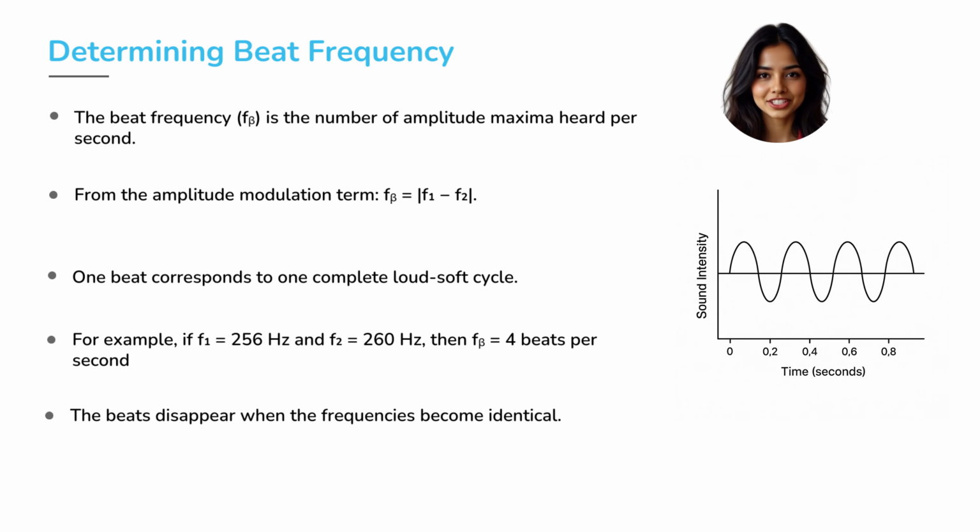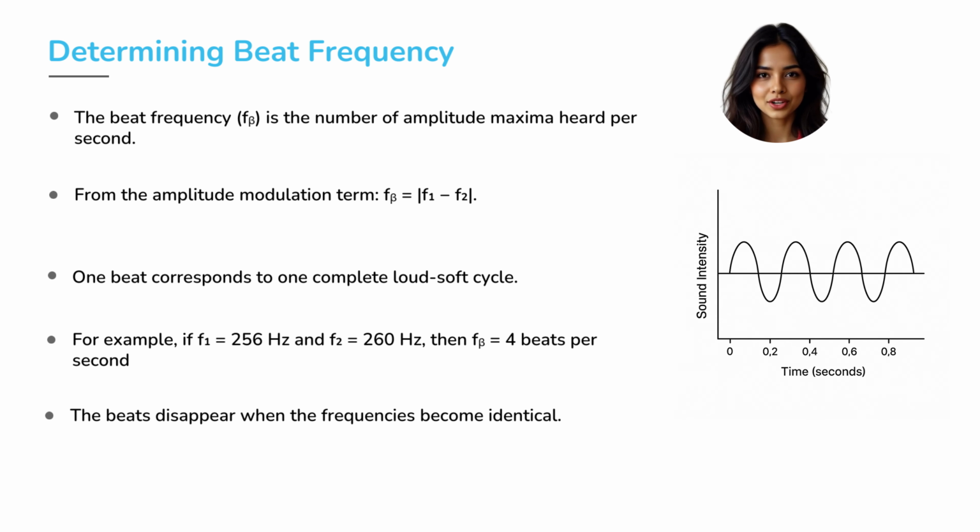Now, how often do these beats occur? That depends entirely on how different the two frequencies are. The beat frequency, denoted as f sub b, is equal to the absolute difference between the two frequencies. So, f sub b equals the absolute value of f1 minus f2. For example, if one tuning fork vibrates at 256 Hz and the other at 260 Hz, then the beat frequency becomes 4 beats per second. This means you will hear 4 cycles of loud and soft sound every second.